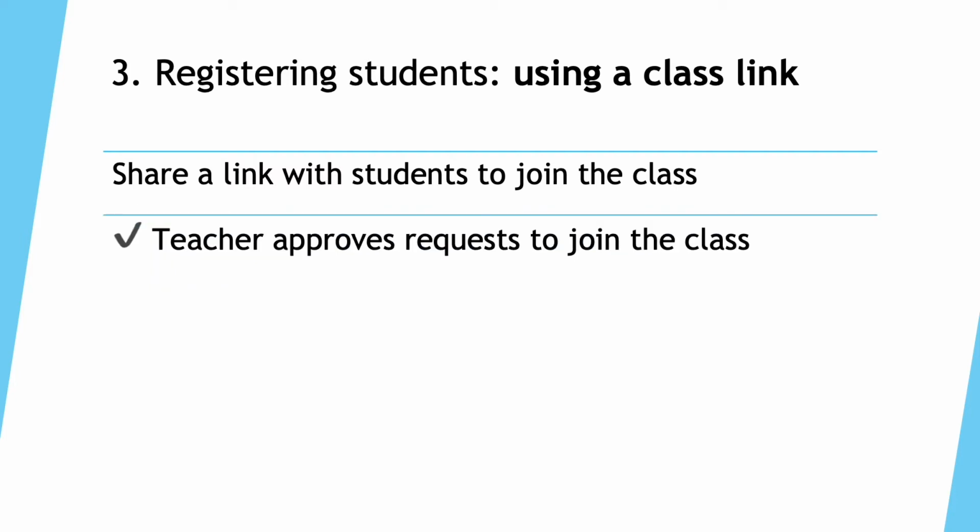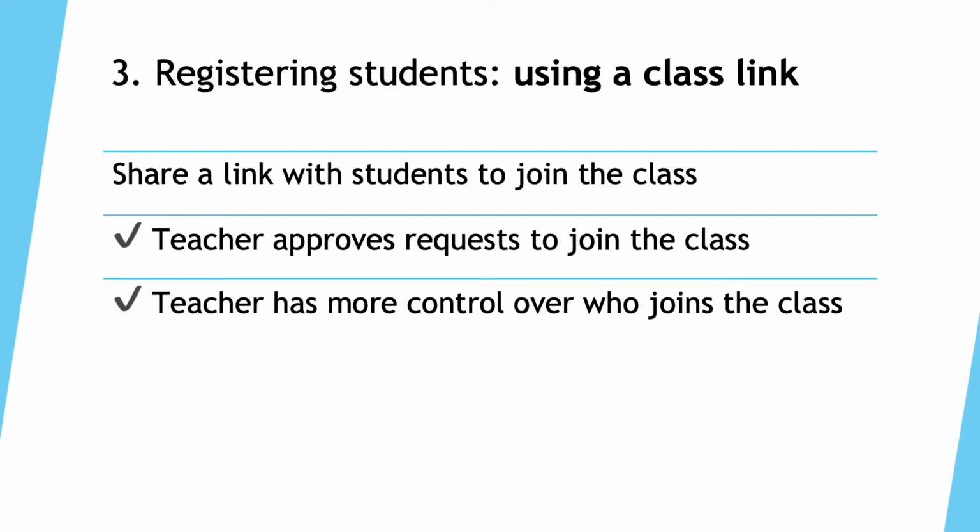In this case, unlike the class code, the teacher approves students' requests to join the class. So this gives you a bit more control over who joins. The students will click the link, they'll be prompted with your class and they'll say, yes, I want to join the class. When the teacher logs in, you'll see a list of students who would like to join your class. One by one, you can approve them. This helps to make sure you have the right students in your class.